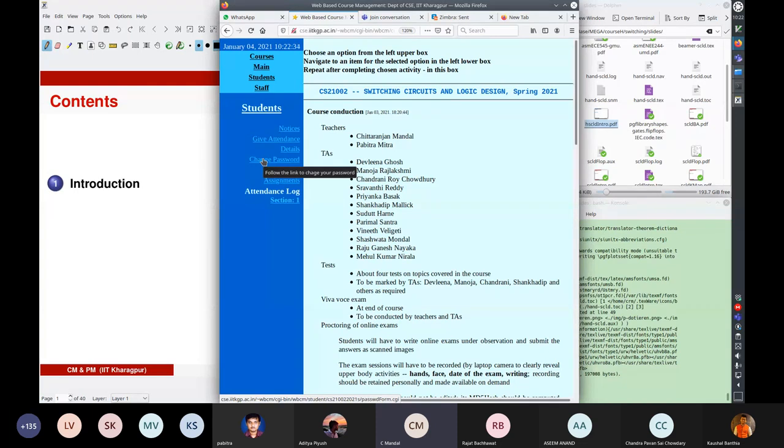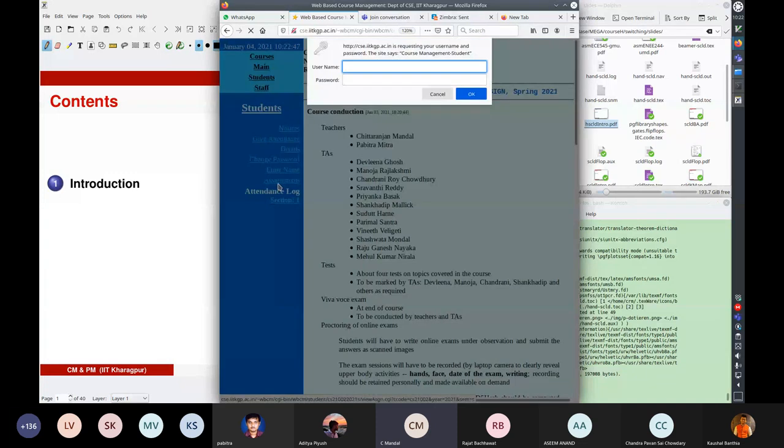Now the most important part for you is basically the assignments. When you click on assignments, as you can see, you are prompted for a username and a password. So let us see where you can get your username and your password. So let us go back to main.